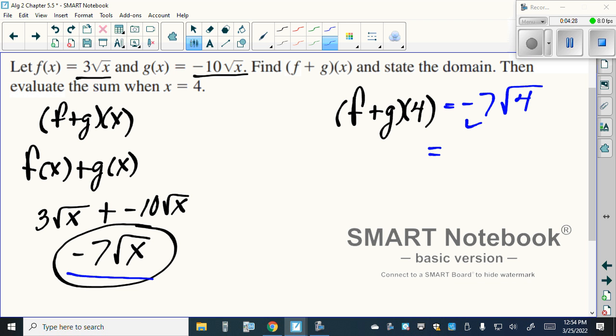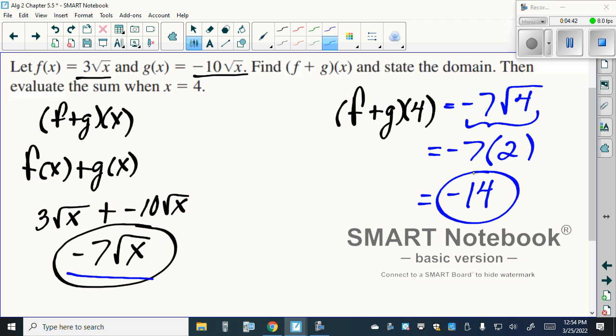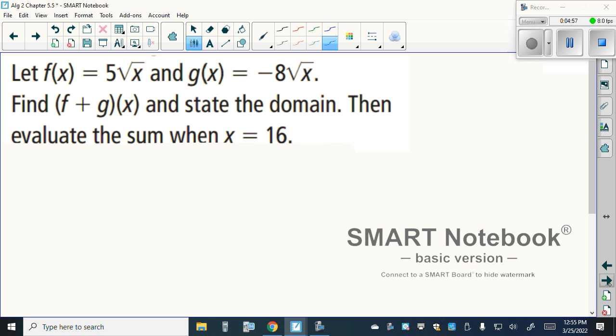Now, at this point here, we could type negative 7 times square root of 4 in the calculator, and it would tell us what it is. If we do this by hand, well, the square root of 4 is 2, and negative 7 times 2 is negative 14. That's all we have to do for this here. Any questions on any of this here? All right. We can look at another one here.